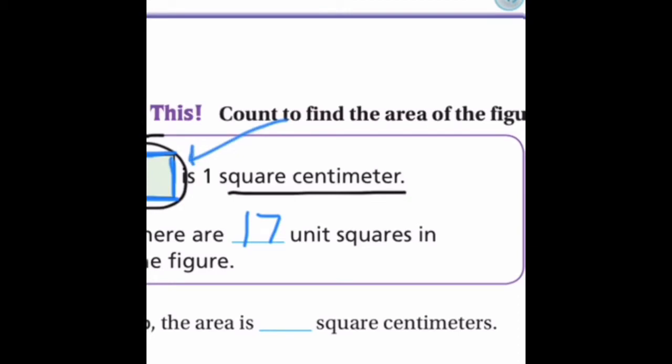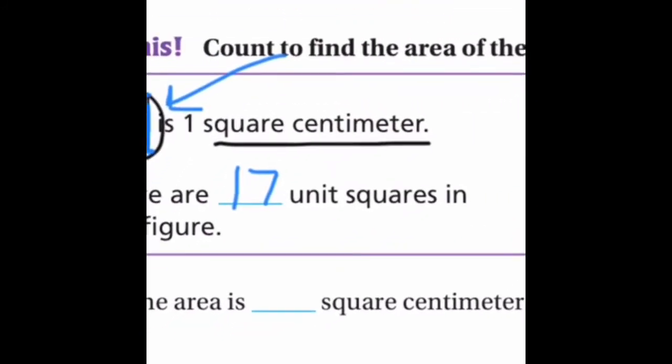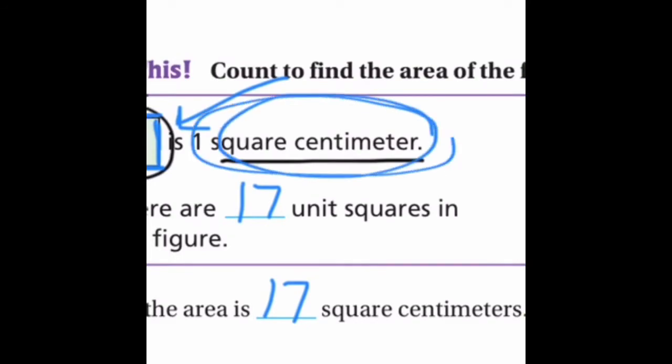This is a unit square. Okay, it's 1 unit, it's 1 square, so they give it a really fancy name and call it a unit square. There are 17 of those unit squares in our fancy figure over there. So our area then is 17 square centimeters.